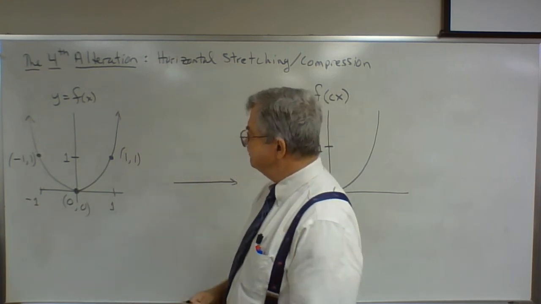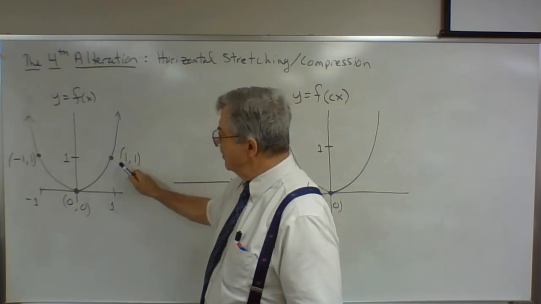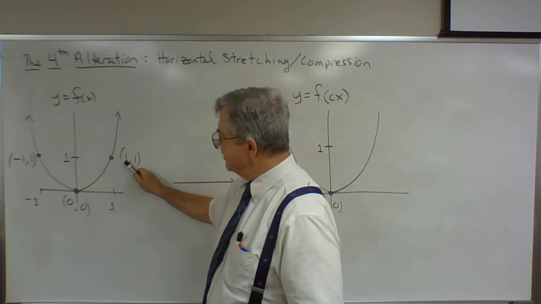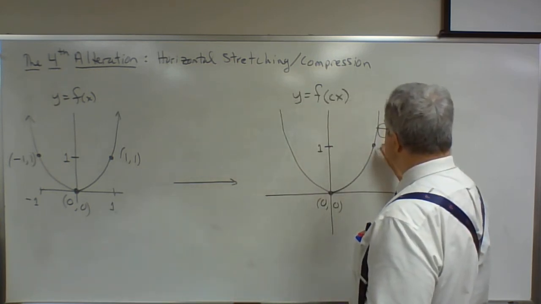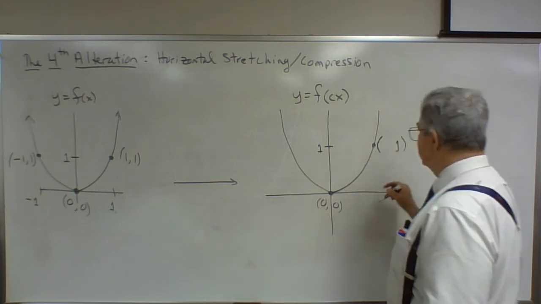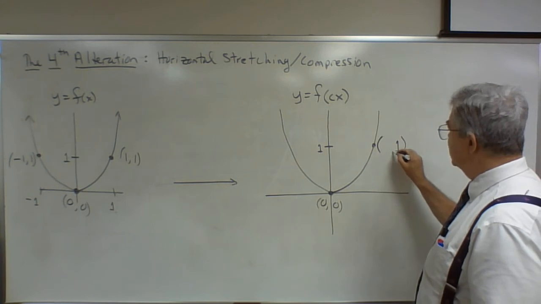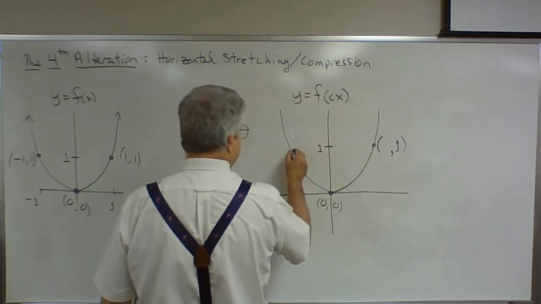And let's see what this does to the graph of y equals f of x. Notice that the graph goes through the point 1, 1. And here it looks like the graph goes through the point where y is 1, but what is x? We'll have to wait and see.